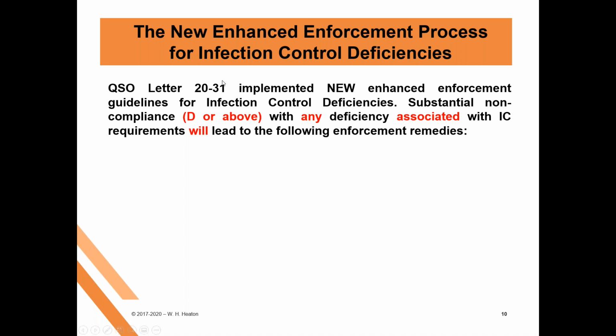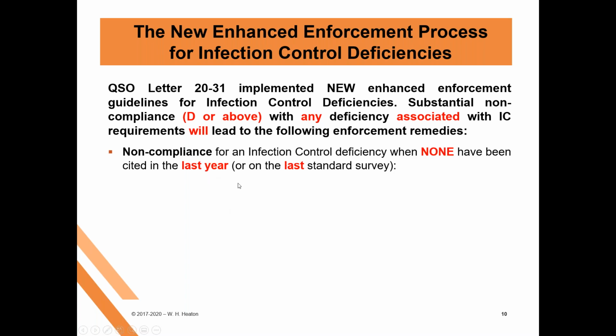So this is QSO letter 20-31. It implemented new enforcement guidelines for compliance D or above with any deficiency associated with infection control. I sent a text or an email message to CMS wanting to know what they meant by any deficiency. Was that all of the infection control citations? Did that have to do with the F945 training? Their response was that currently it only applies to tag number 880 because tag number 880 has so many parts. And so currently that's the only tag that this is going to apply to.